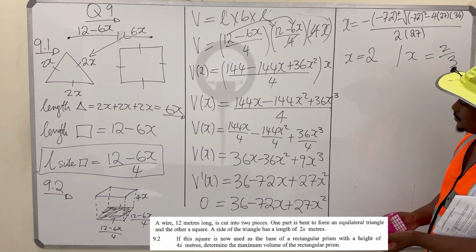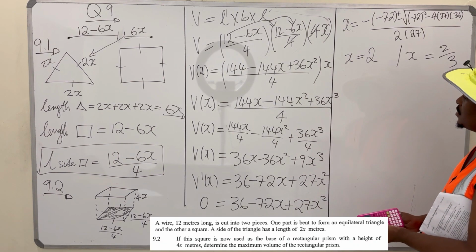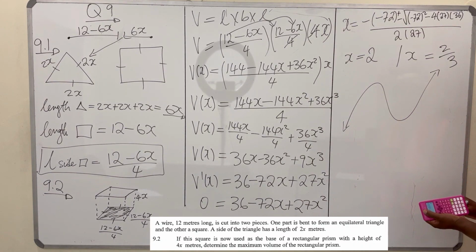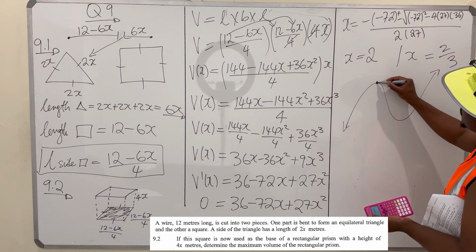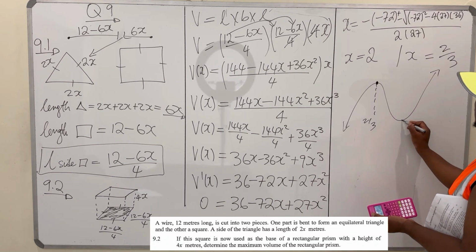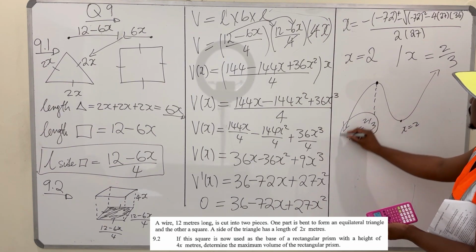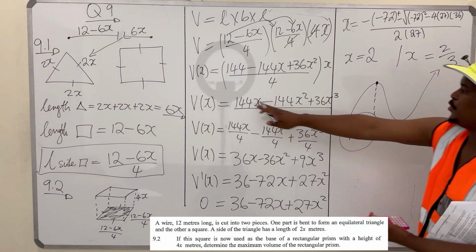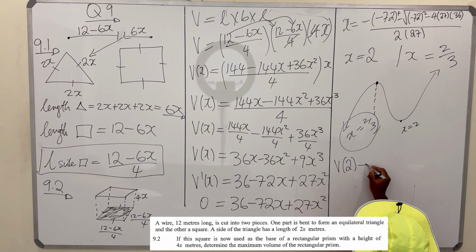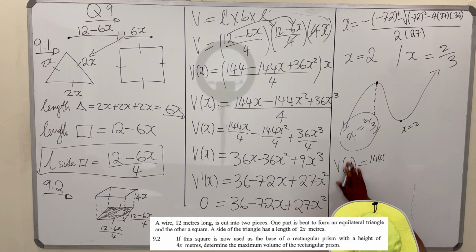If you look at this, this volume is defined by a cubic function, and this cubic function will have a shape like this, right? So it will have a local maximum at the first turning point, which will be 2 over 3, and the minimum at x equal to 2. So I think we'll get the maximum there. So let's substitute that into our volume. Our volume at 2 over 3, actually, not 2.